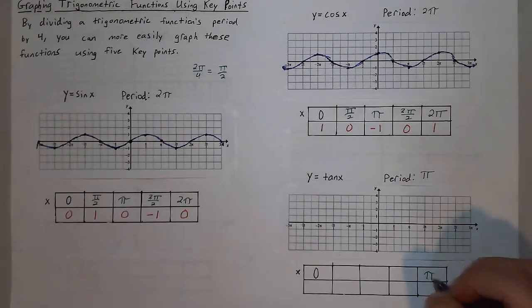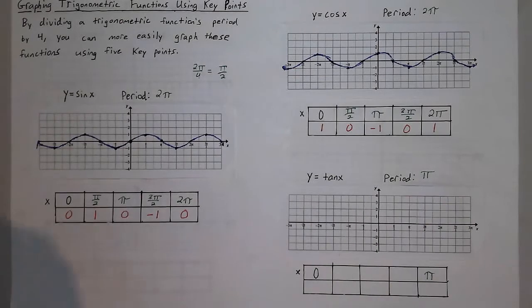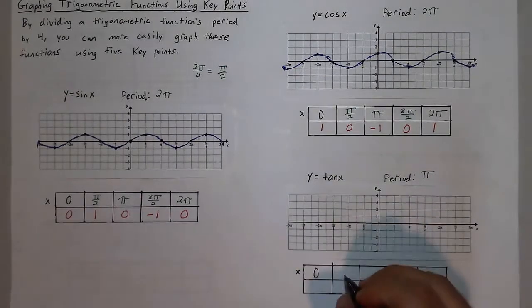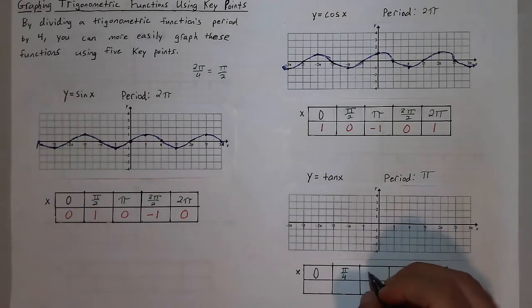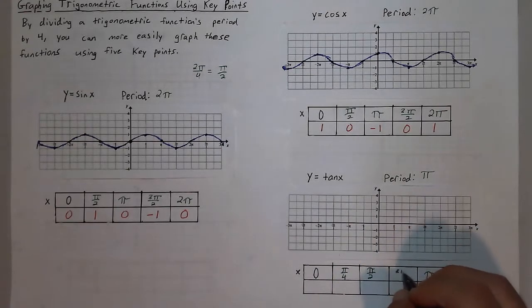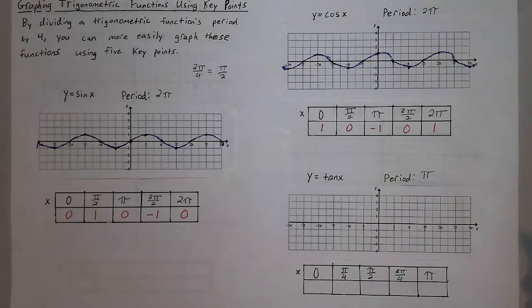So it repeats itself every pi. So if I divide pi by 4, that is pi over 4. If I add that to 0, I get pi over 4. Pi over 4 plus pi over 4 is 2 pi over 4, which is pi over 2. And then 2 pi over 4 plus pi over 4 is 3 pi over 4. And 3 pi over 4 plus pi over 4 is 4 pi over 4, which is pi.